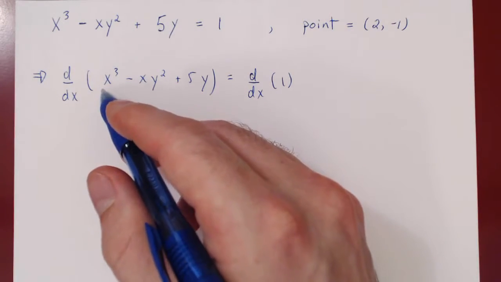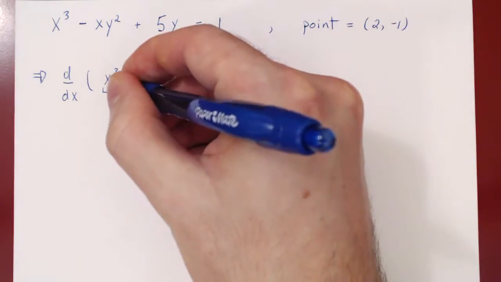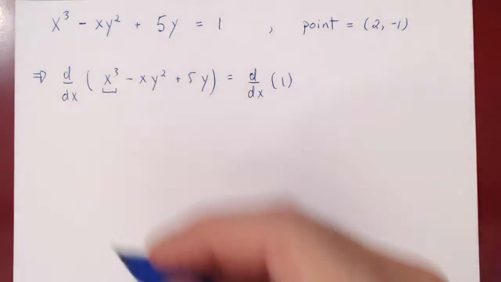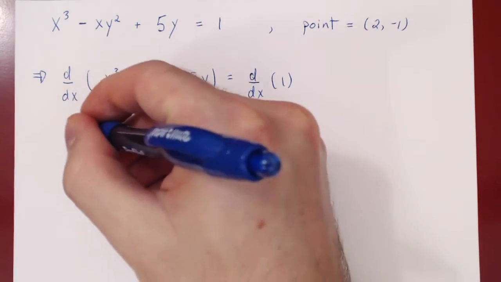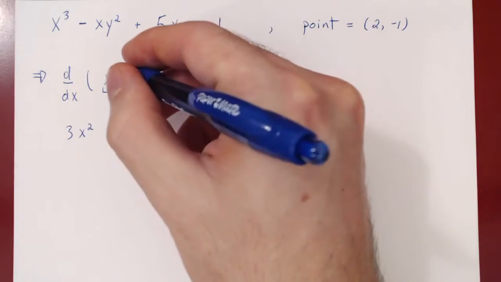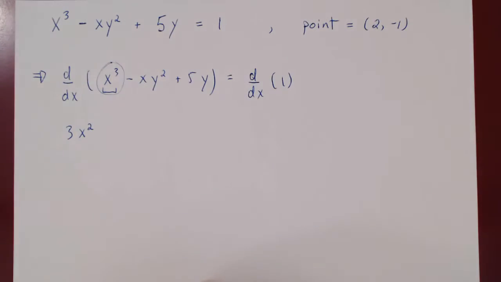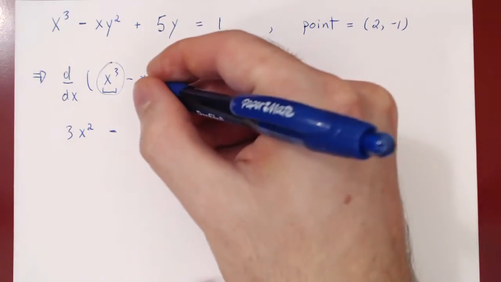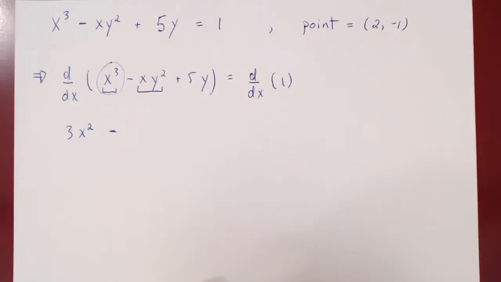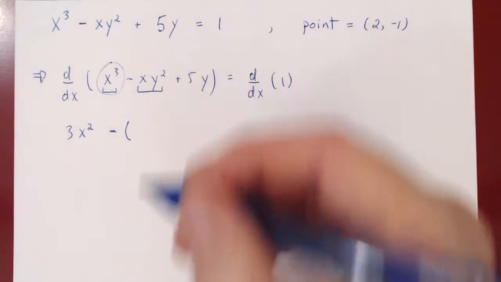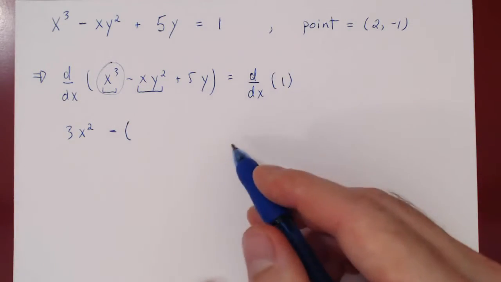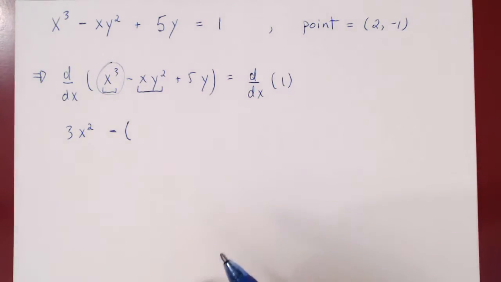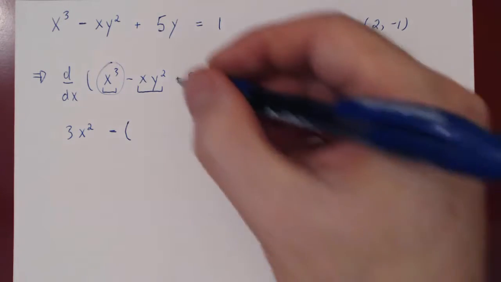So the derivative of x cubed with respect to x is simply 3x squared. So that's taking care of x cubed minus the derivative now of x times y squared. Open parentheses, what goes here now is the derivative of x times y squared. Here we have to use the product rule.